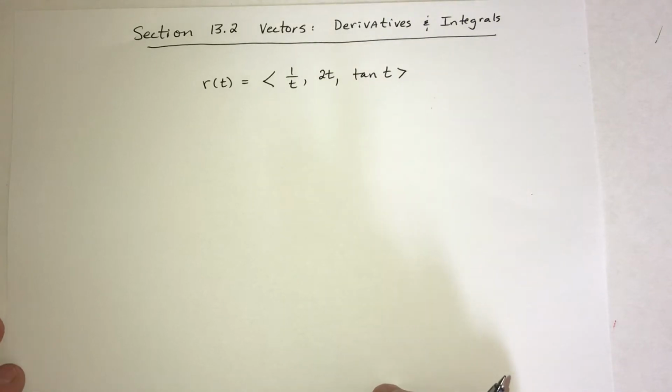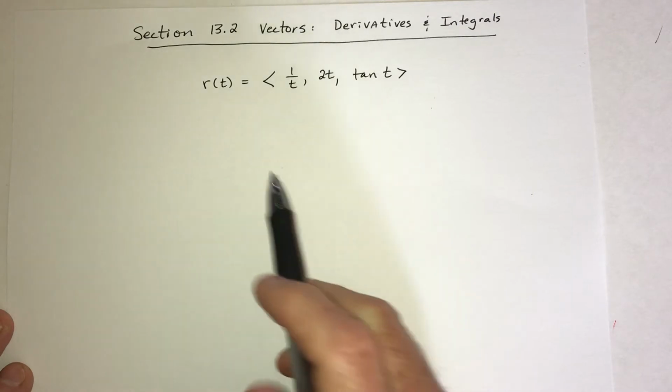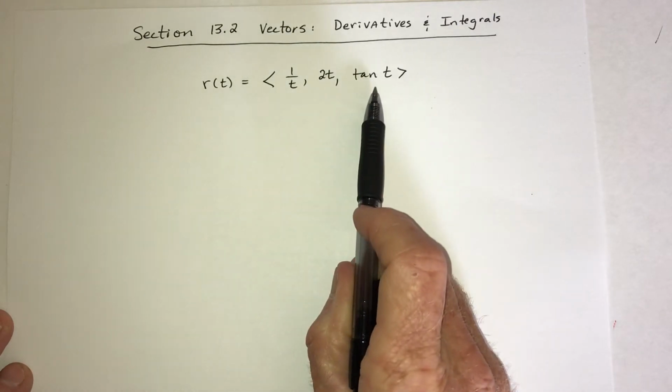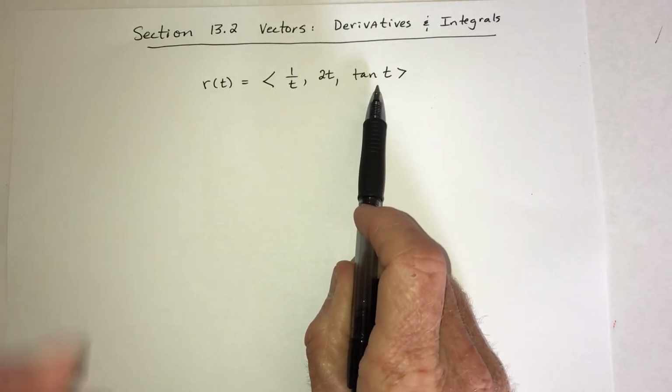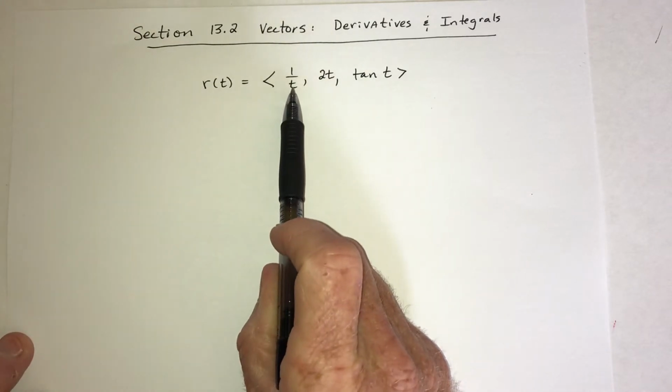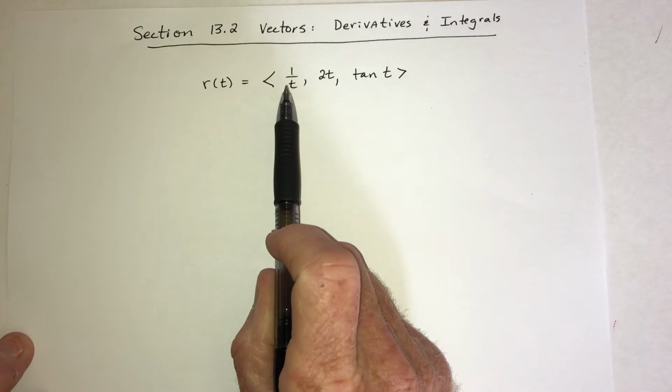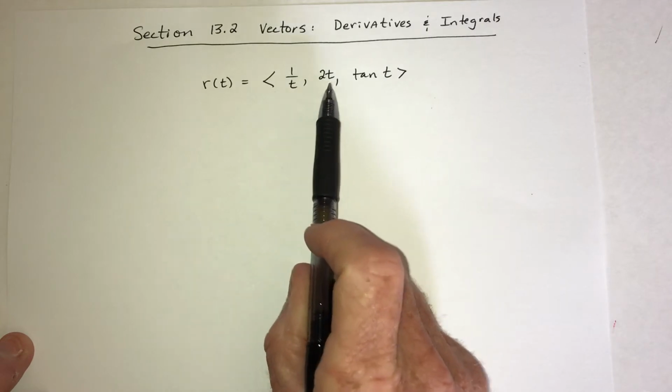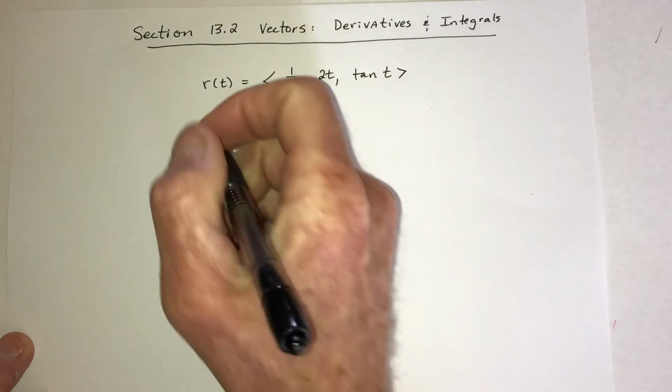Okay, so now it's time to have some fun with derivatives and integrals. So if you have a vector valued function like this, basically you get 3 for the price of 1. Because what you need to do, to take the derivative of this function, is just go ahead and take the derivative of each component separately.